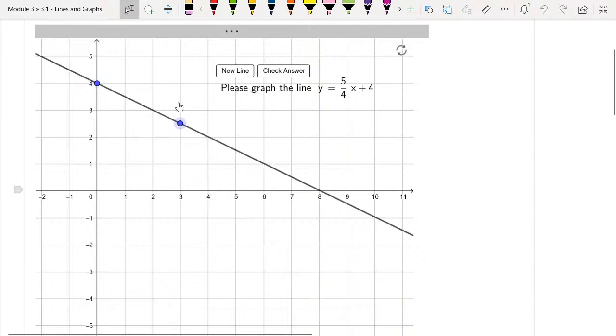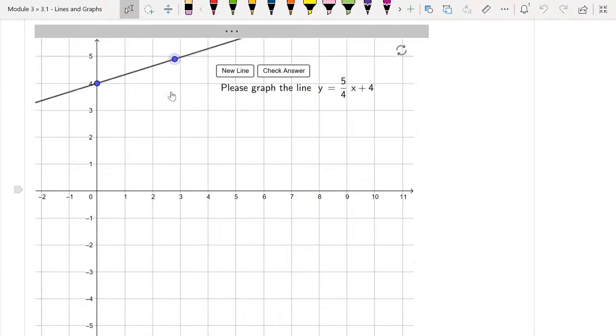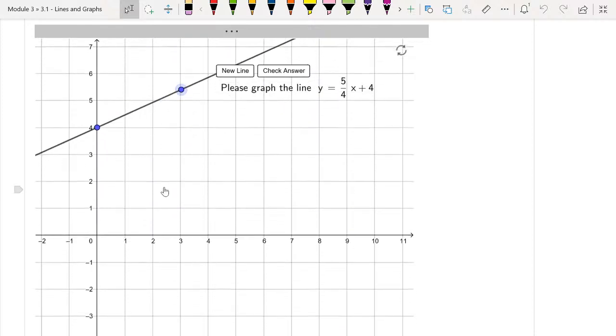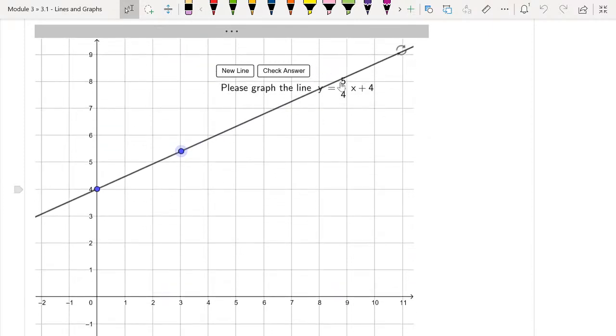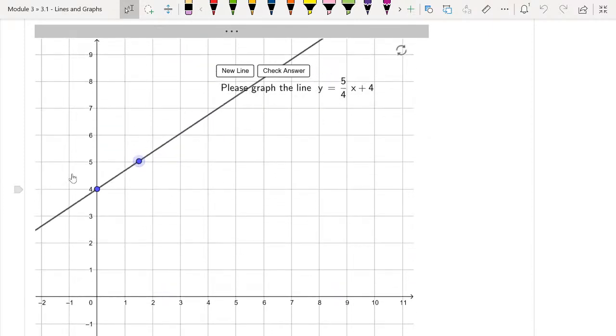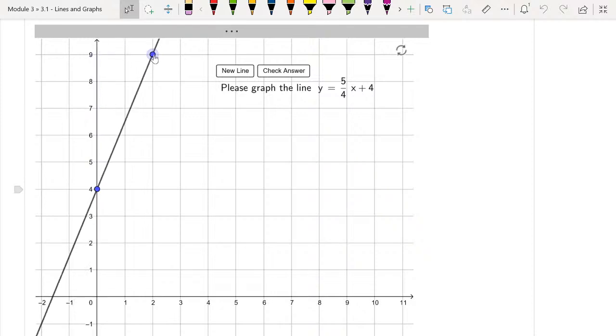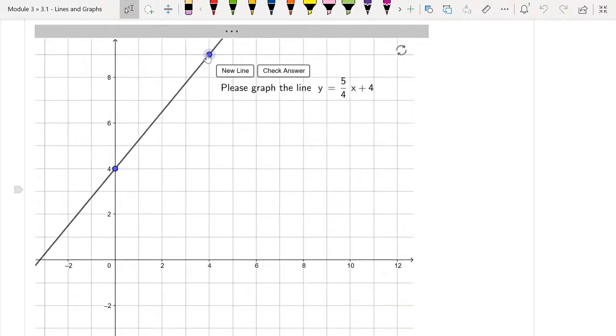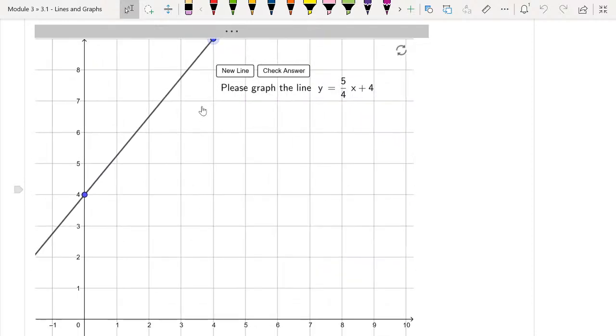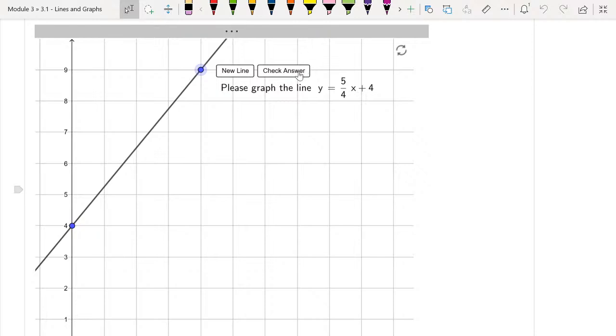And then this says what? Is it going up or is it going down? Up. It's going up. And so I might have to scroll around, which I can do. And how much am I going up by? 5. So I go up by 1, 2, 3, 4, 5, and I go over by 1, 2, 3, 4. And then see how this one has a check answer button, not like the last one. Then I click check answer, and if I've done it right, it'll be there.